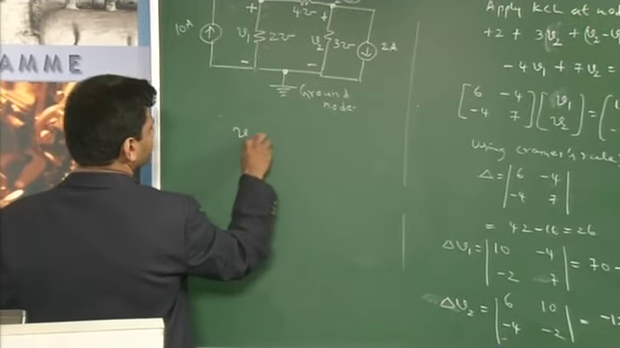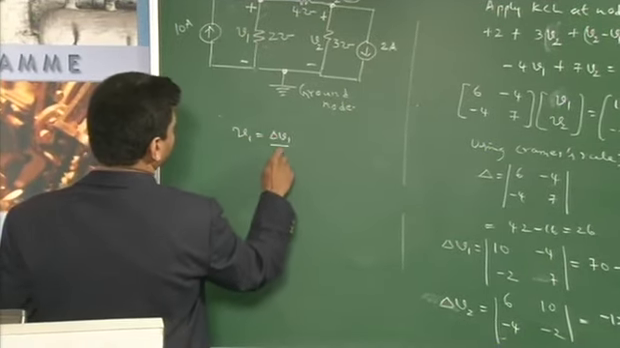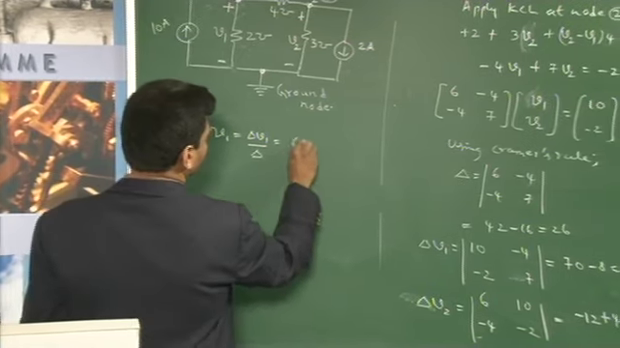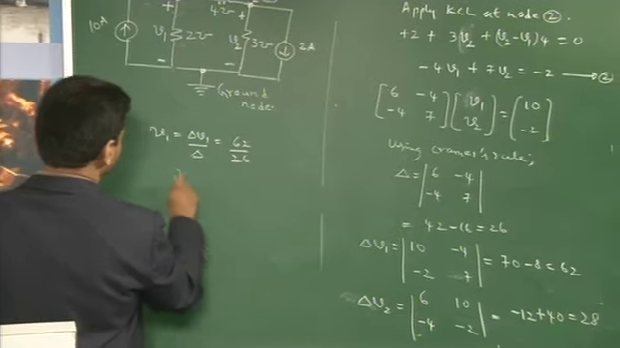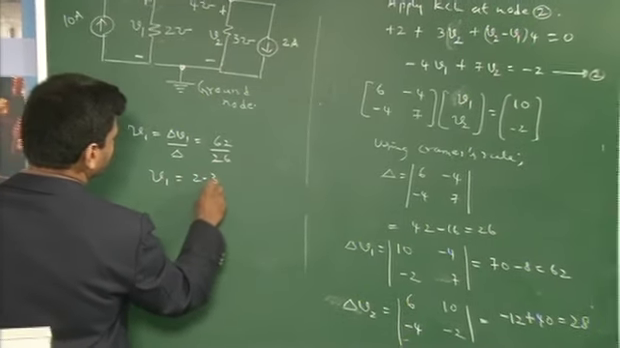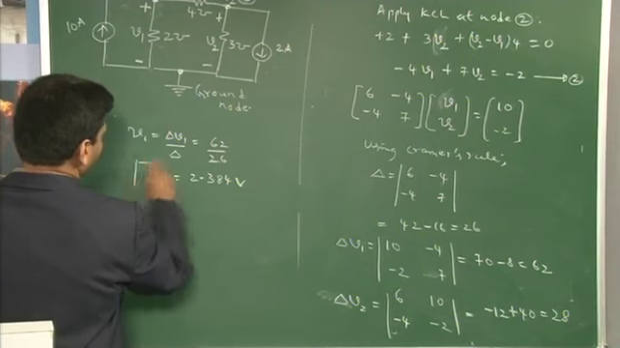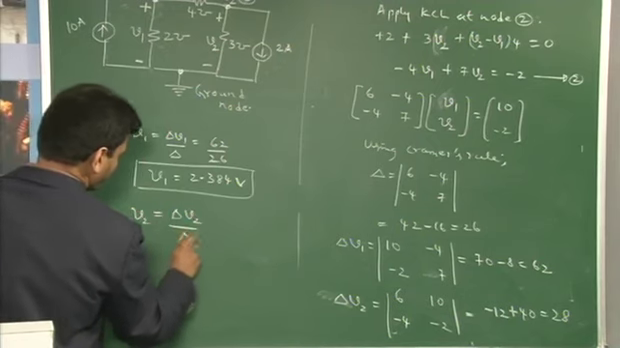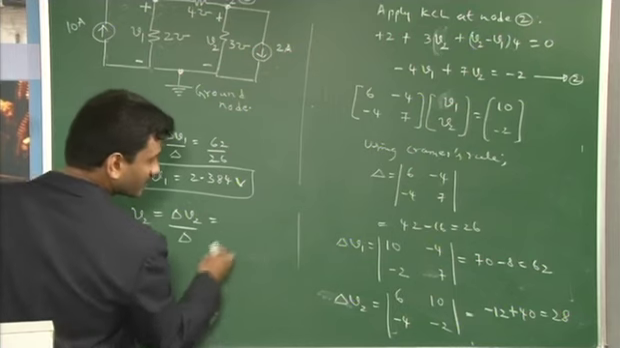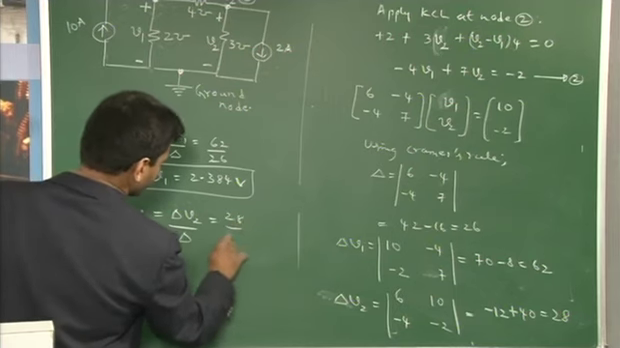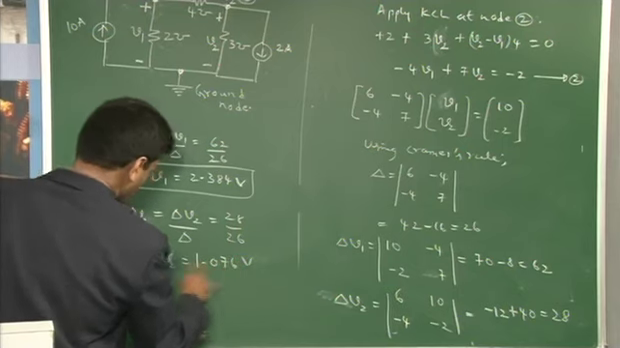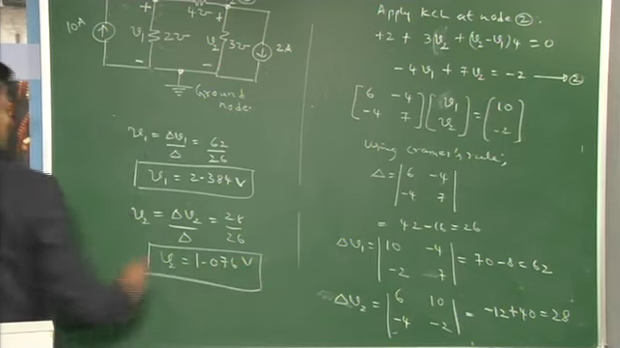So, V1 is delta V1 by delta, which is what? 62 divided by 26, so V1 will be 2.384 volts roughly. Then what about V2? Delta V2 divided by delta, which is equal to 28 by 26. So, V2 will be equal to 1.076 volts roughly. So, this is V1 and V2.